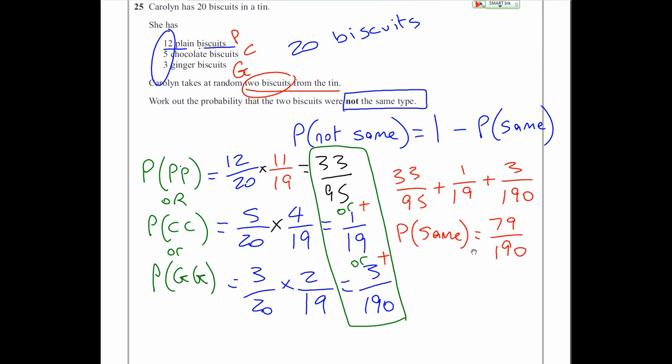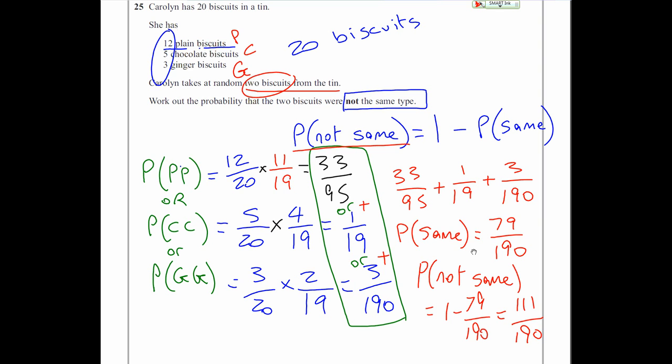Now you want a probability that they're not the same. So what you need to do is 1, not same, 1 minus 79 over 190, which is going to give you 111 over 190.